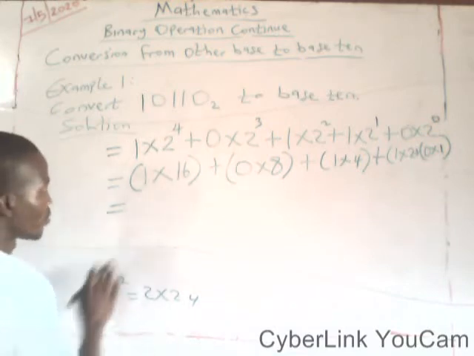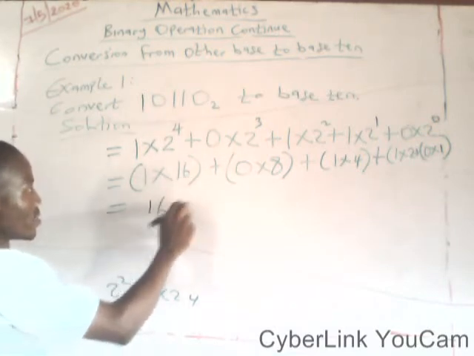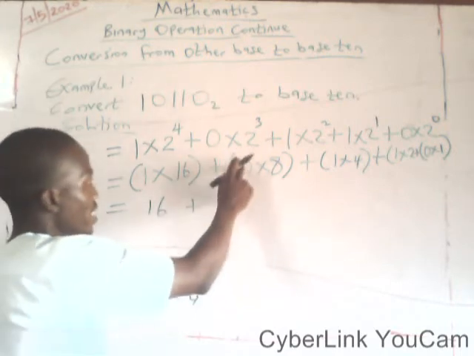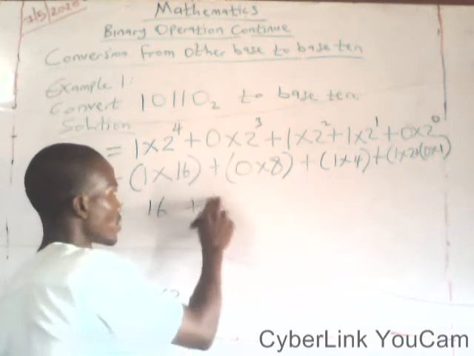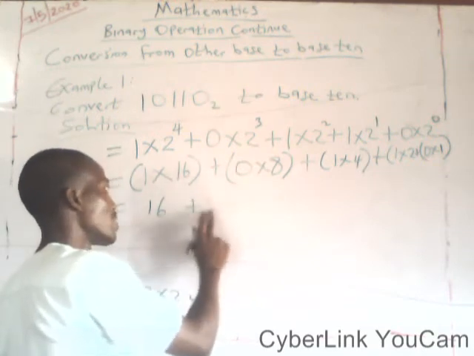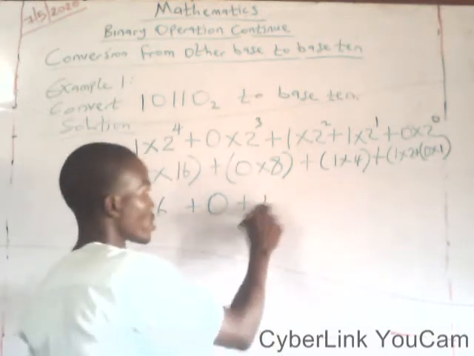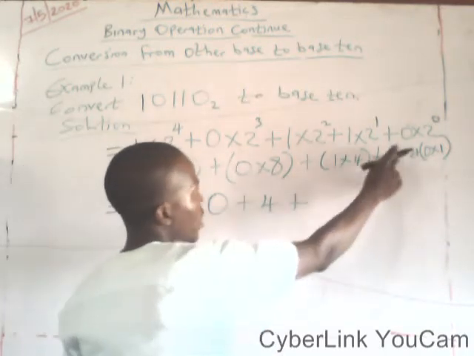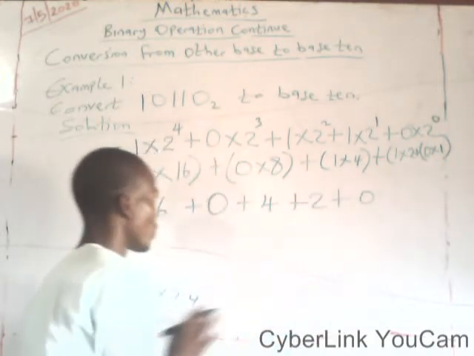Now do your normal multiplication. 1 multiplied by 16 is 16. Plus any number multiplied by 0, 0 times 8, that is 0, not 8. Plus 1 multiplied by 4, that is 4. Plus 1 times 2, that is 2. 0 times 1 is 0.